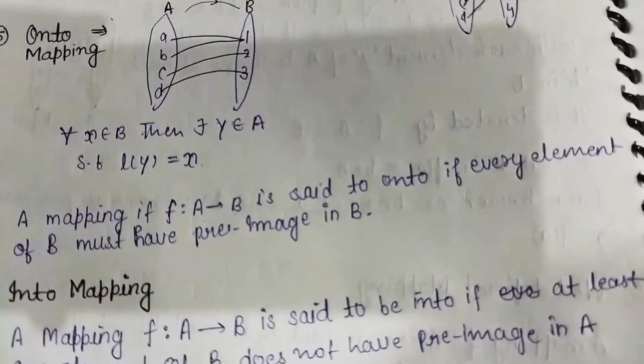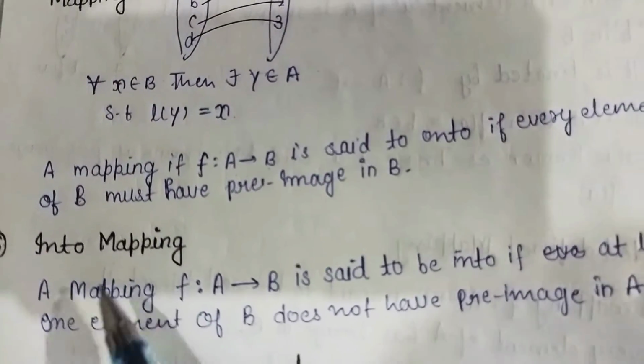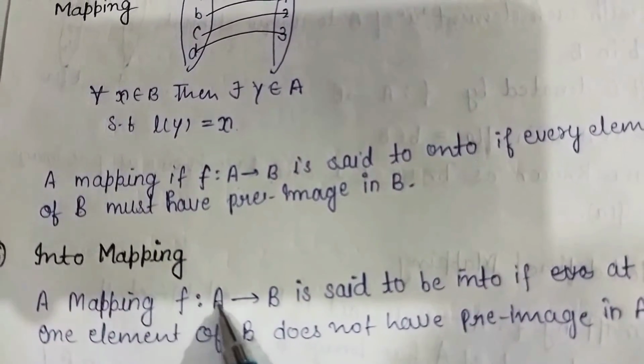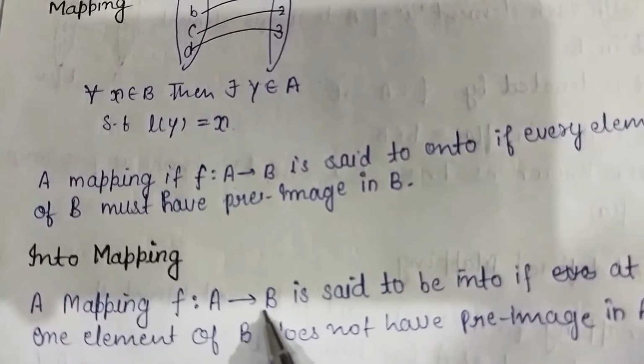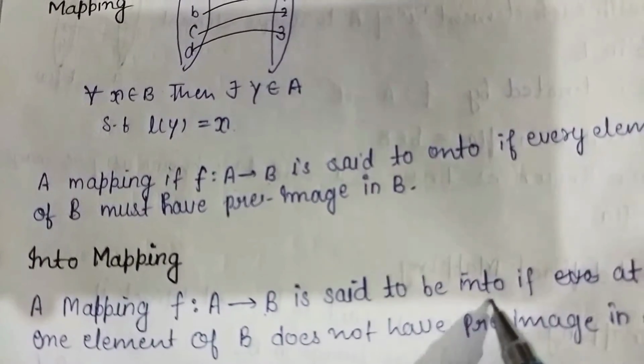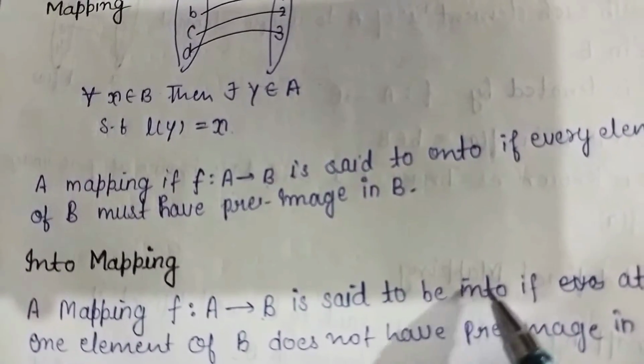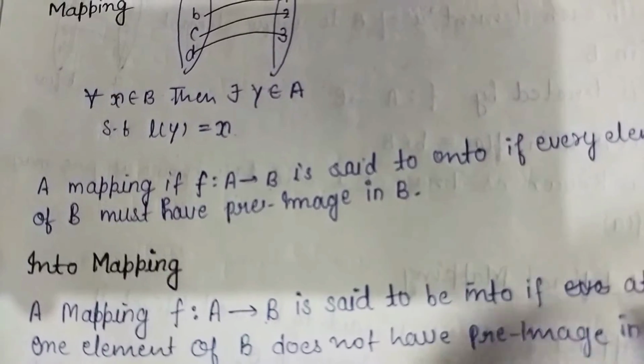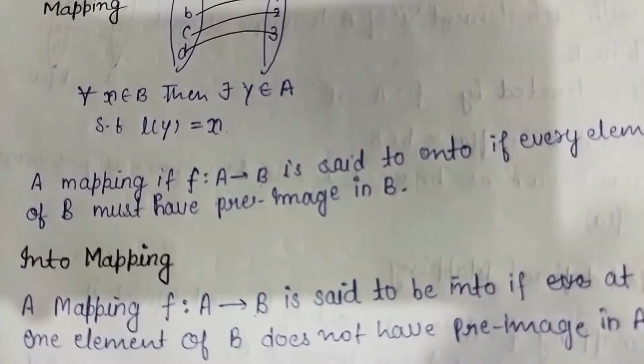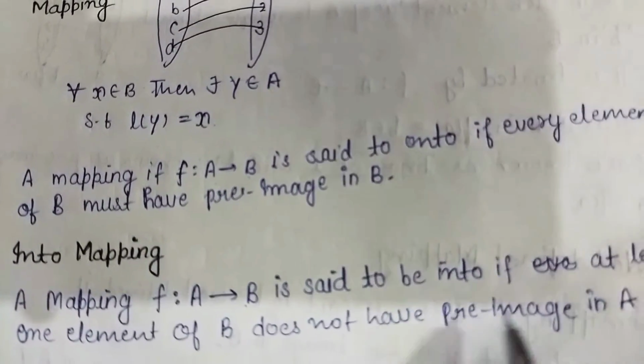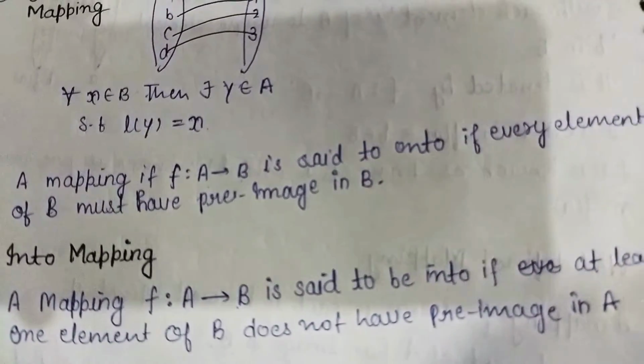Now the sixth one is into mapping. A mapping F: A → B is said to be into if at least one element of B does not have a pre-image in A.